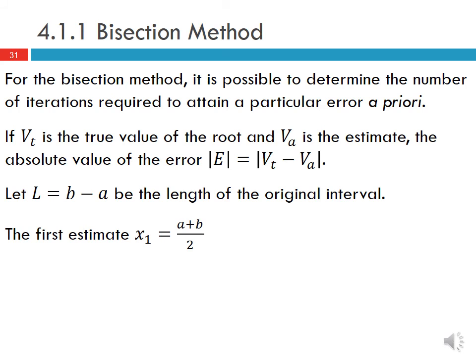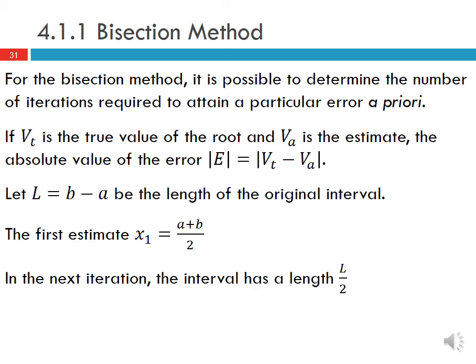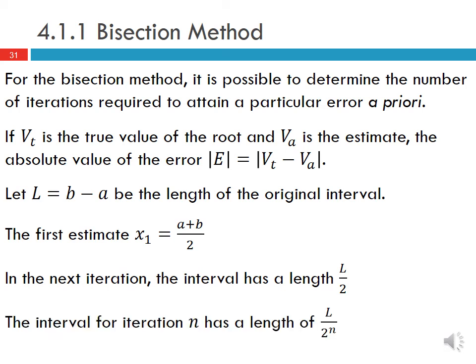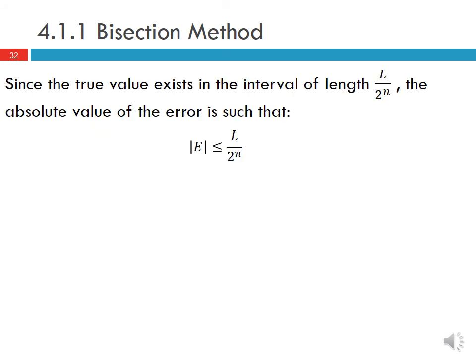And if our interval is from a to b, we can let L be the length of the interval, so b minus a. So the first estimate, x1, is going to be the average of this, which is (a plus b) over 2, which means that in the next iteration, the length of the interval is L over 2. And if we continue on, the interval for iteration n has a length of L over 2 to the power of n.